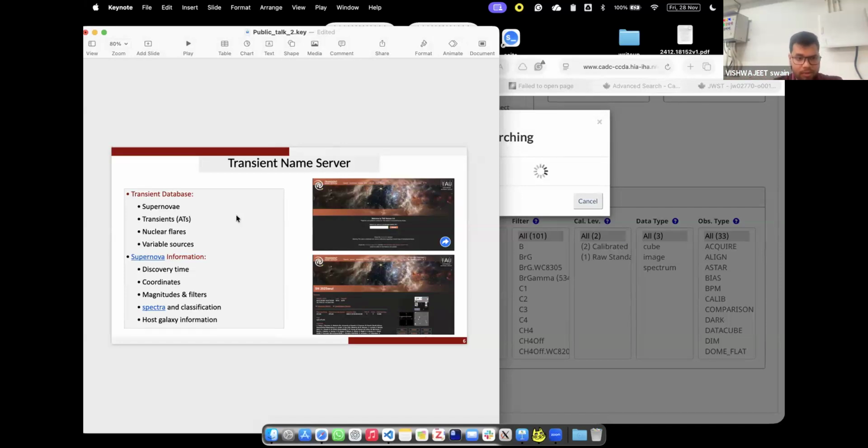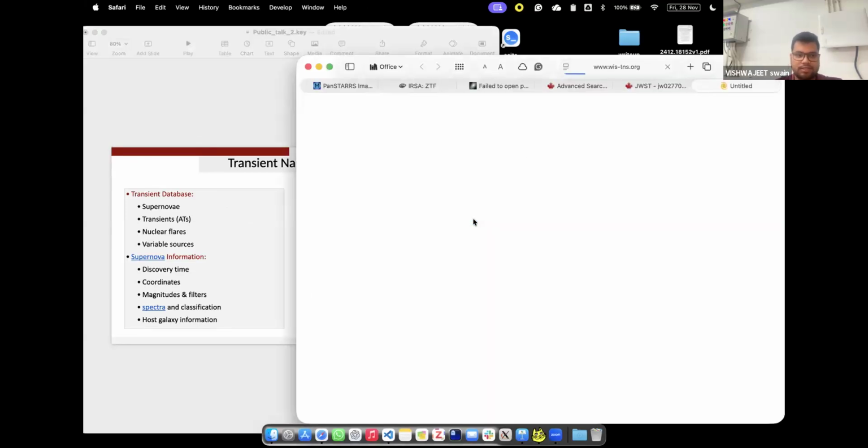In a particular case, if I look at the supernova case, from this you can get all kinds of information: the discovery date, time, coordinate, magnitude, filter, spectra. If there is a spectrum, then you can also get the redshift, and you can also get the host galaxy information. So let's move to the transient server.